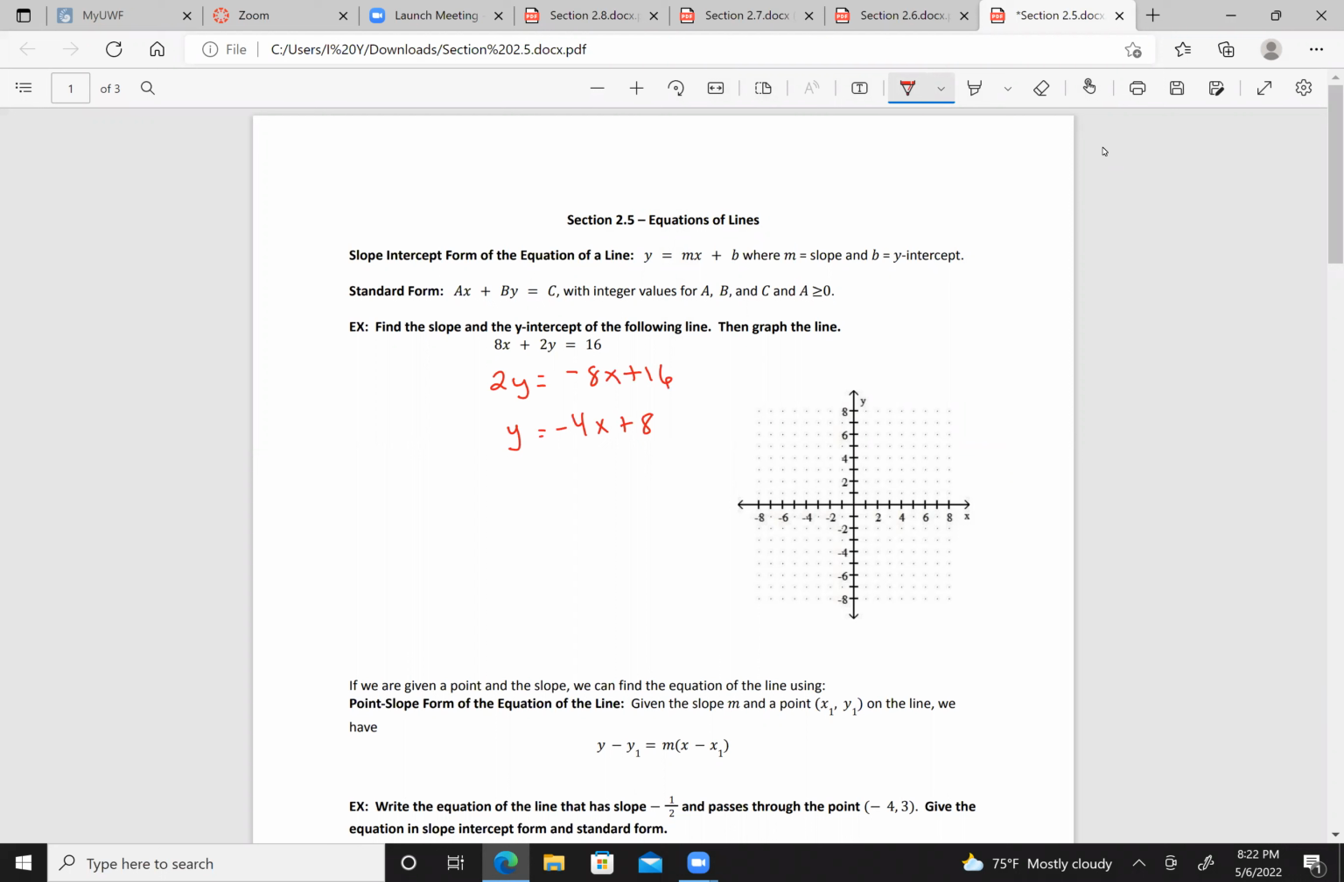So in this case, m is negative 4. So my slope is equal to negative 4, which is negative 4 over 1. And b, the y-intercept, is 8. So I know I had the point 0, 8. So now I can use what we learned last time and start out with my intercept.